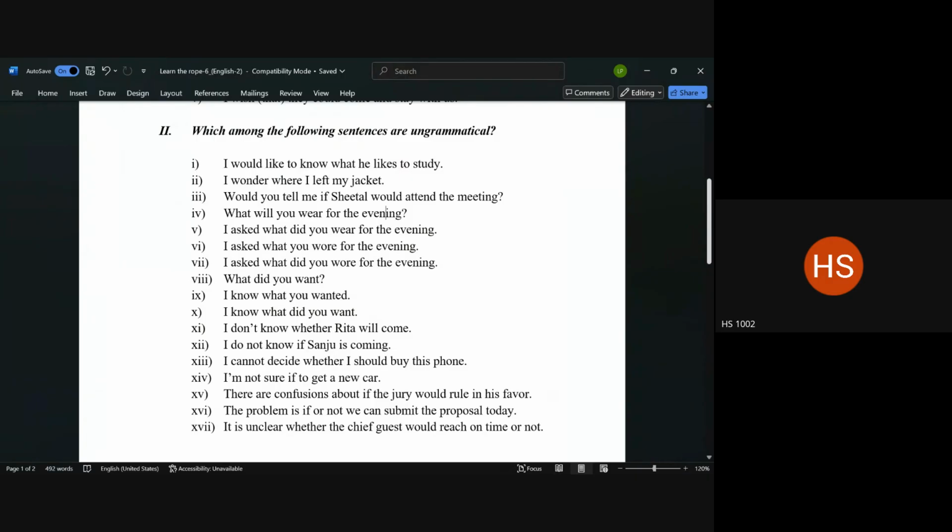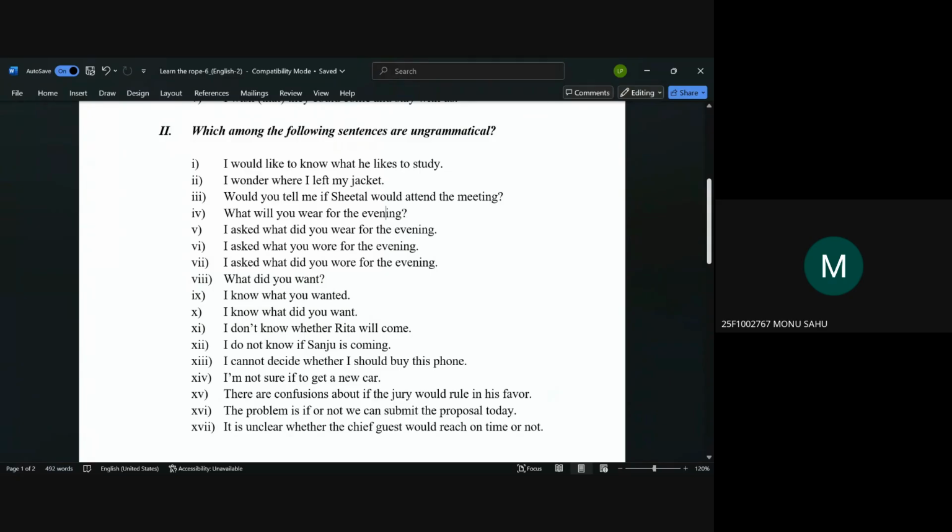Then the fourth one: what will you wear for the evening? Ma'am, this is also correct. Yes, what will you wear for the evening is also fine, right? So we don't have any other problems here. This is a straightforward interrogative sentence, right? No issues.